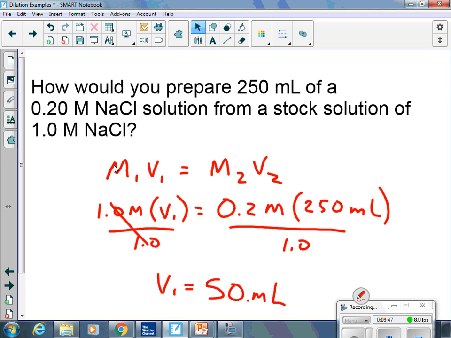So, I am going to take 50 milliliters of the 1.0 molar solution. I'm going to put that into a 250 milliliter volumetric flask, and then I'm going to add distilled water until I get to the line to dilute it, and that will give me a 0.2 molar solution.